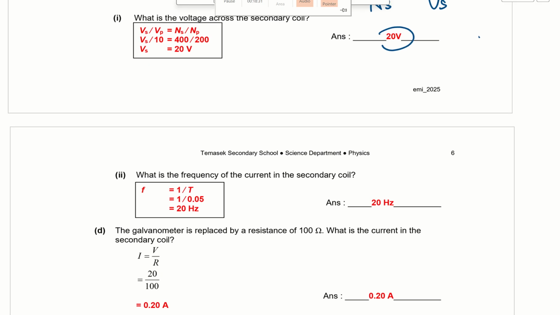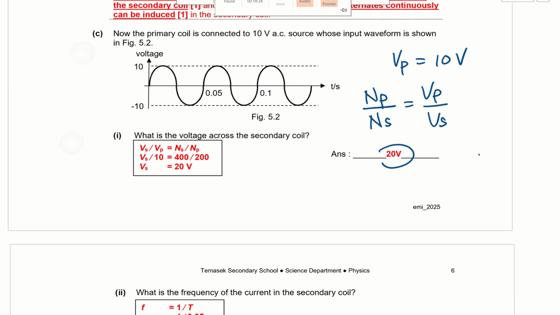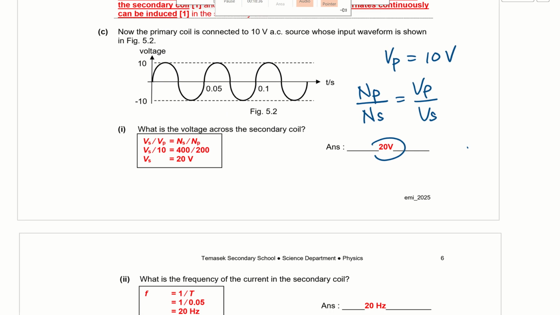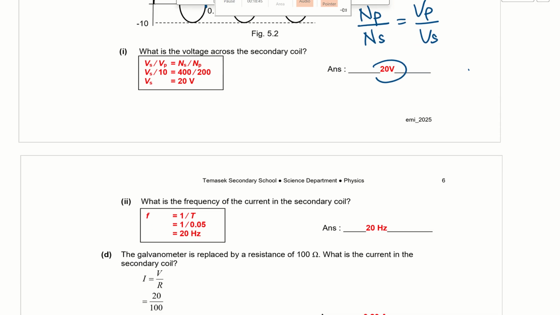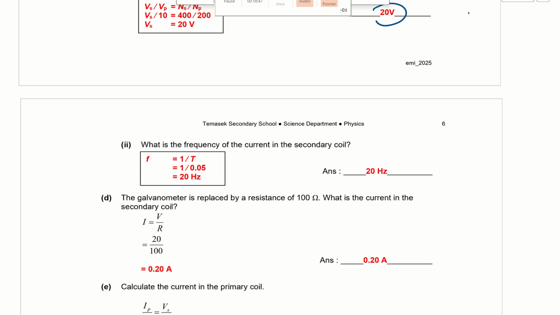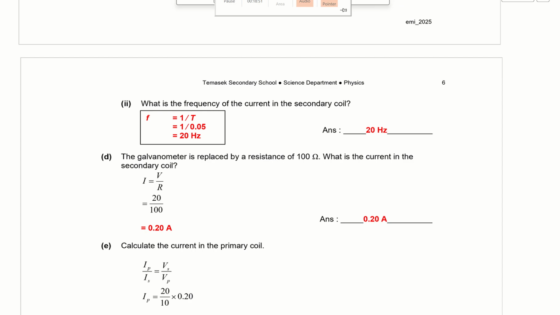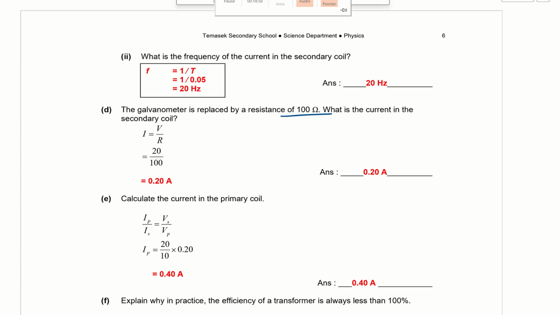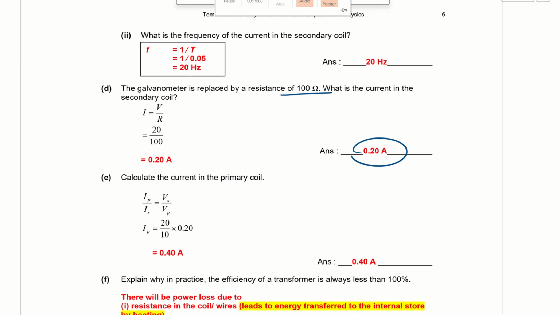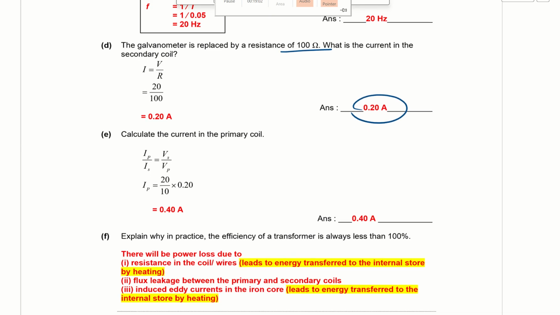Now, what's the frequency of the current in the secondary coil? They should have the same period. If we look at the primary, one complete cycle is 0.05, so I will get 20 hertz because 0.05 is the period. Now, the galvanometer is replaced by a resistance of 100 ohm. What is the current in the secondary coil? You can use VS over R. We'll get 0.20 ampere.